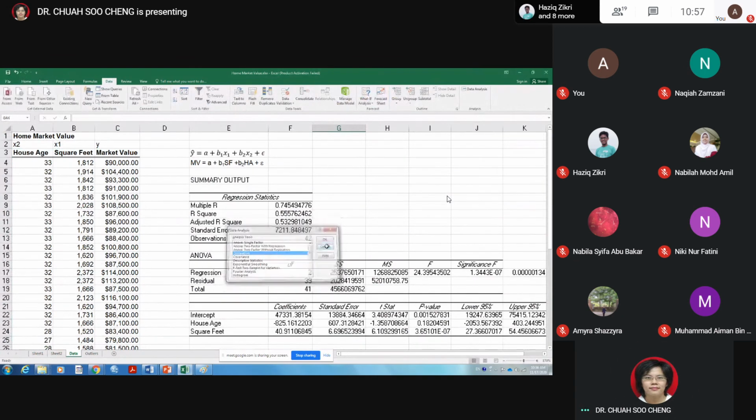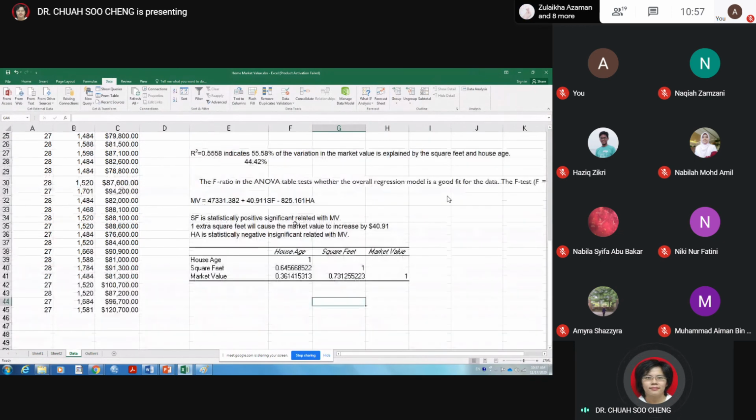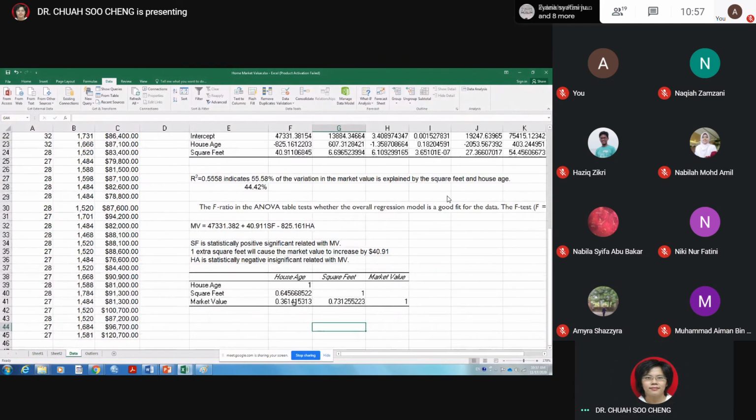Okay, now it tells us the relationship. You can look at the market price and house age. I'm also quite curious about the results, why we are getting negative here, but it shows positive. House age and market value should have a positive relationship, but now we are getting negative. Okay, never mind. Square feet has a positive relationship with house age. Market value has a positive relationship with square feet.